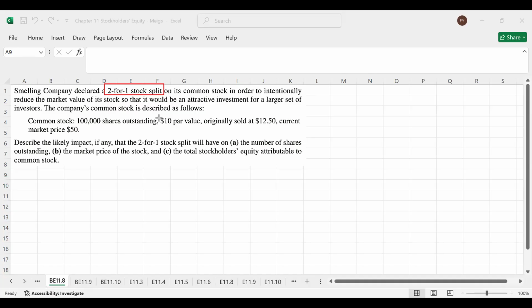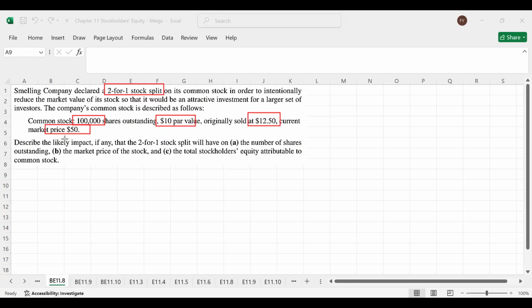So the common stock is described as follows. The other data is that there are 100,000 shares outstanding. Par value is $10 per share, originally sold at this price, whereas the current market price is this. Current means at the time of stock split, the market price is this.